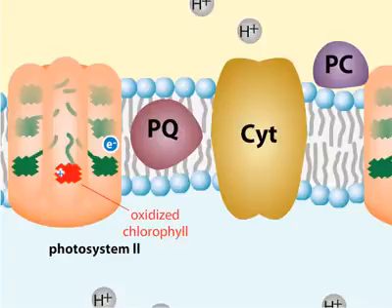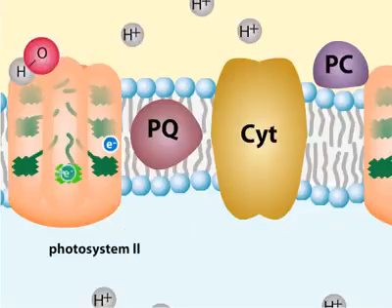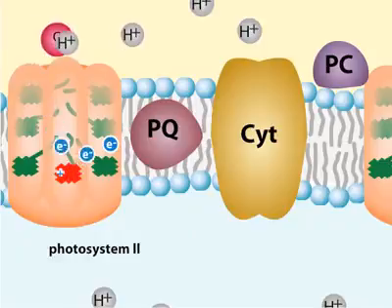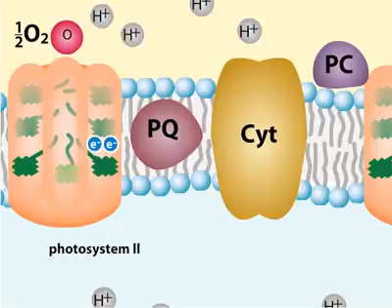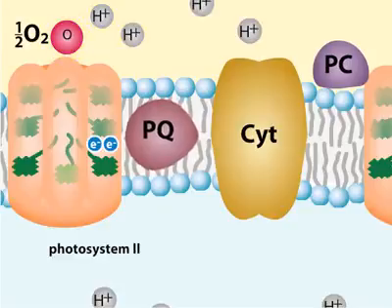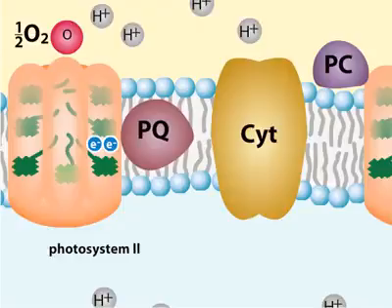The electron lost from the chlorophyll molecule must be replenished. In photosystem 2, water replenishes chlorophyll's lost electrons. After donating 2 electrons, a water molecule dissociates into 2 hydrogen ions and half of an oxygen gas molecule. The oxygen later enters the atmosphere. Meanwhile, the electrons continue along the electron transport chain.